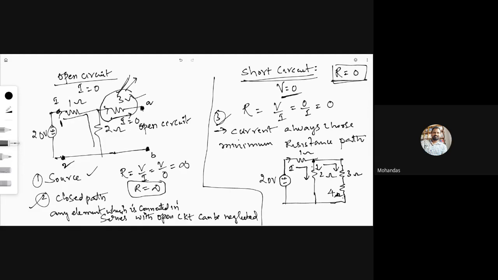Listen carefully. There is a short circuit across the 4 ohm. How to represent a short circuit? A single line. This is known as a short circuit.